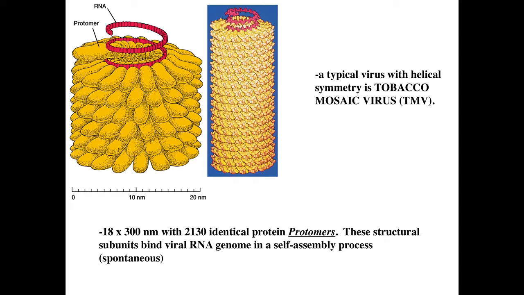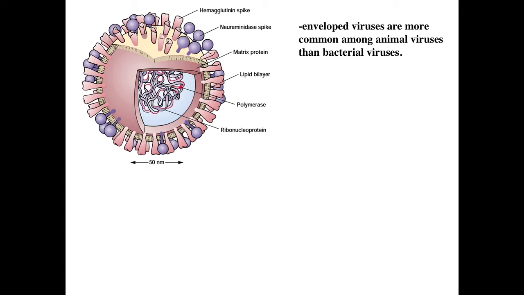And it's nothing more than an RNA genome with many, many copies, 2,130 to be exact, of the same protein just attached serially to this. If you extended that genome, they would just stick more protomers of that protein on there. Self-assembly. The protein just naturally binds to this RNA and forms this helix. Very, very simple virus. The enveloped viruses are actually much more common among animal viruses.